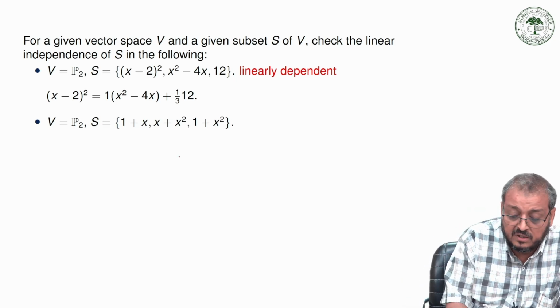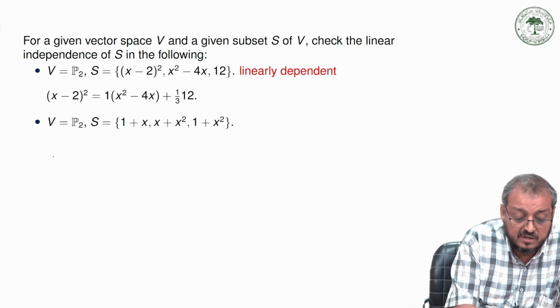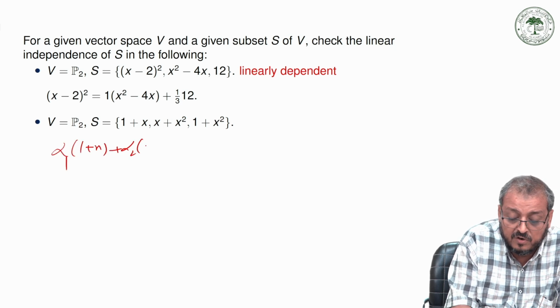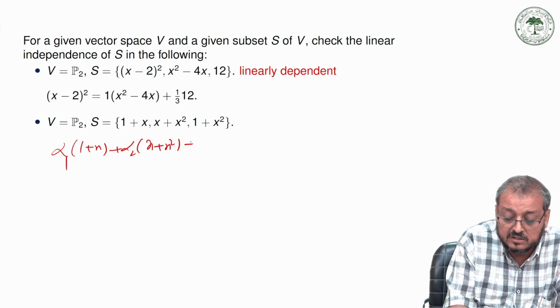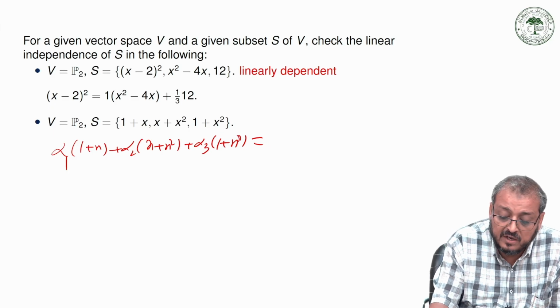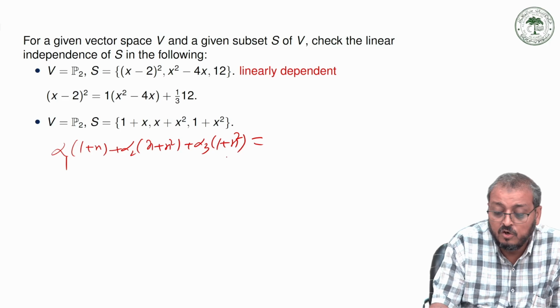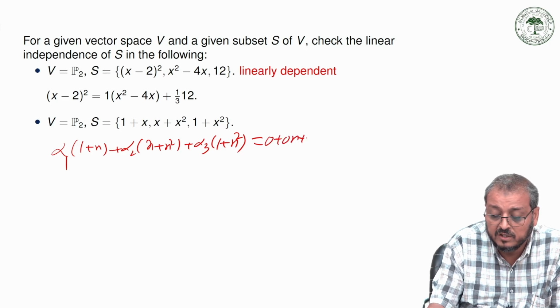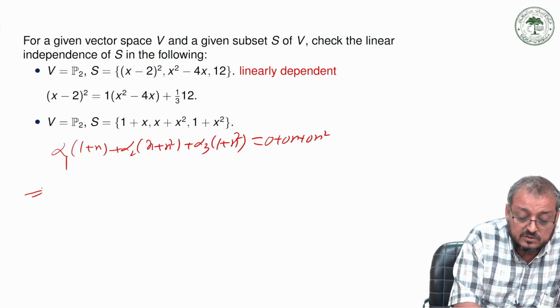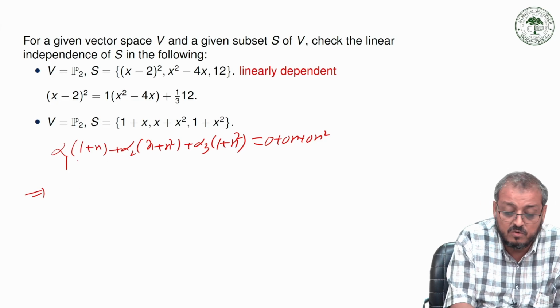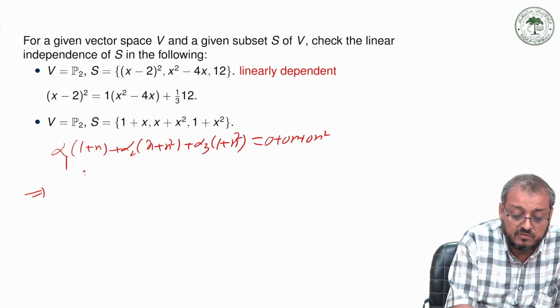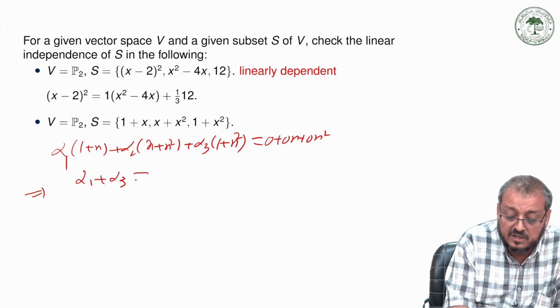Now what about this set? We have to check, and again we write it in the form alpha 1 (1 plus x) plus alpha 2 (x plus x square) plus alpha 3 (1 plus x square), and that is equal to the zero polynomial, so 0 plus 0x plus 0x square. The constant term appears only in the first and third, so we have alpha 1 plus alpha 3 is equal to 0.